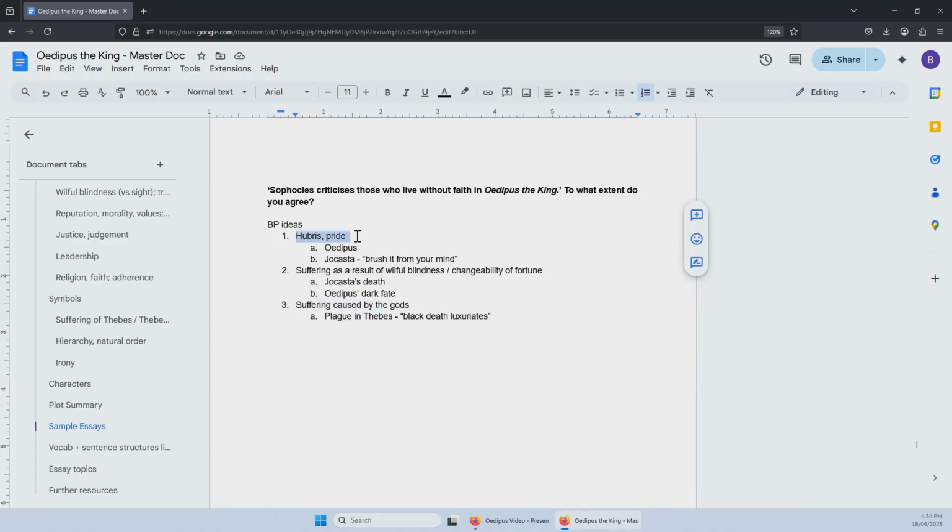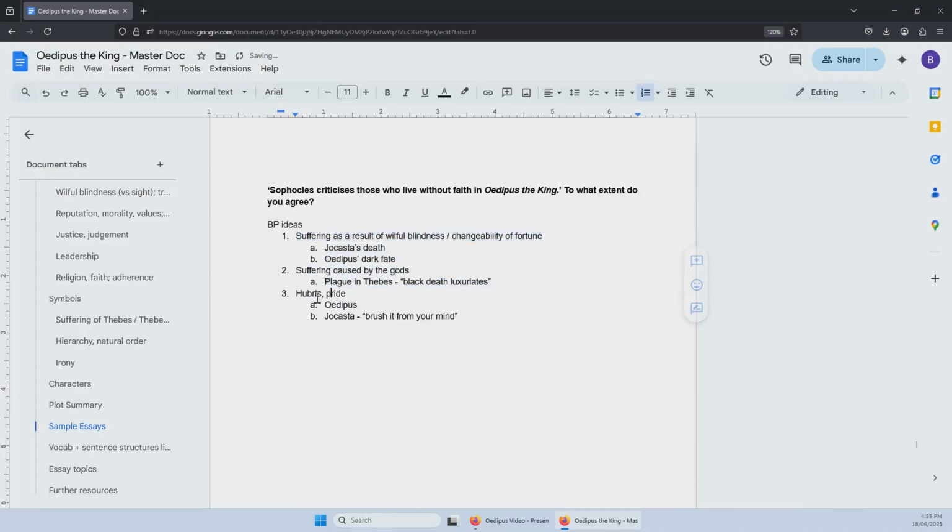So you might want to take something like this hubris or pride one and show that it's a slightly different take on living without faith. So it's not really faithless, it's more like putting yourself above the gods. So perhaps this could be your third body paragraph idea. So you could move these two up.